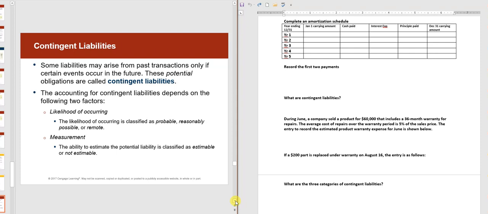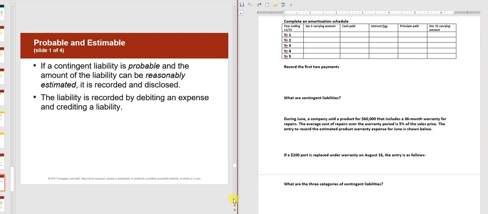These three things are important, and we're going to get into them in a second: whether it's probable, reasonably possible, or remote, and whether you can estimate it or not. We're going to go through a chart, so I'm going to skip that for now.